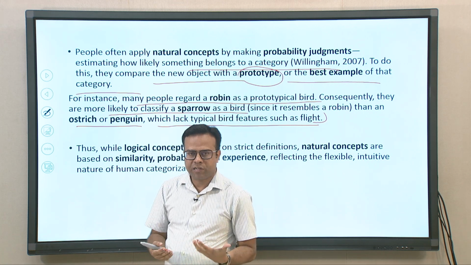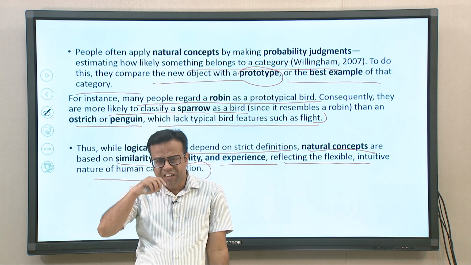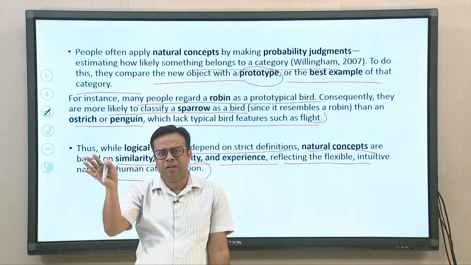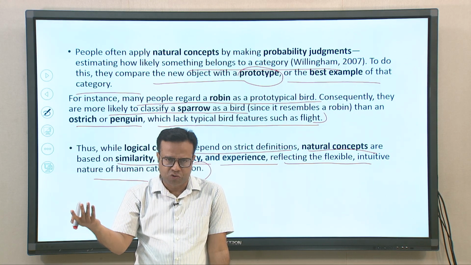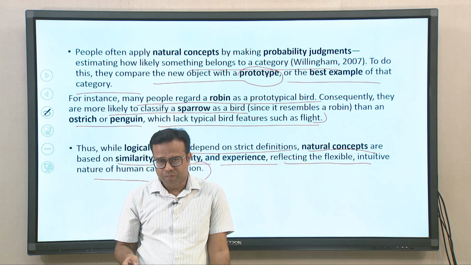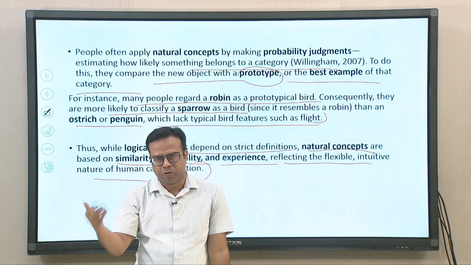So, logical concepts depend on strict definitions, as we said. Natural concepts, a lot of the time, are based on similarity, probability, prototypes and experience, reflecting the flexible, intuitive nature of human categorization. So, when we categorize things under natural concepts, it is very flexible, it could be very intuitive, based on similarity, probability and experience, and things could be much more fluid when we talk about natural concepts.